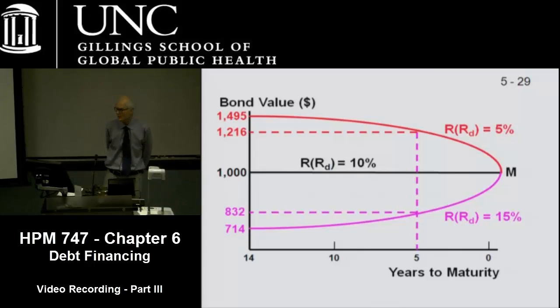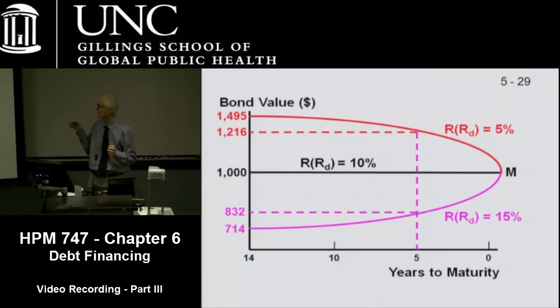Let me first ask you, the bond that's in the red, is that a premium bond or a discount bond? It's a premium bond, and the one below in chartreuse, I think somebody called it last year, is a discount bond. So the bond value, that's the price that the bond is trading at today.